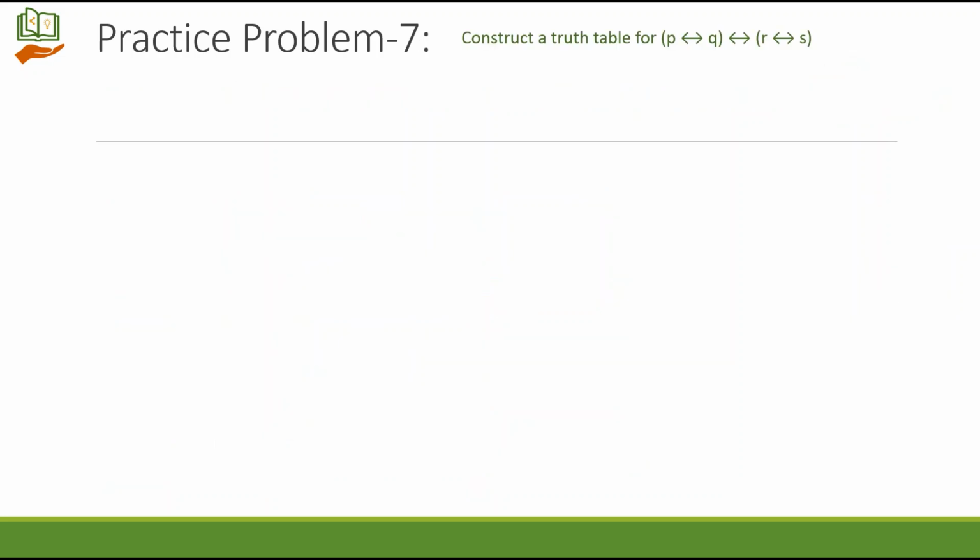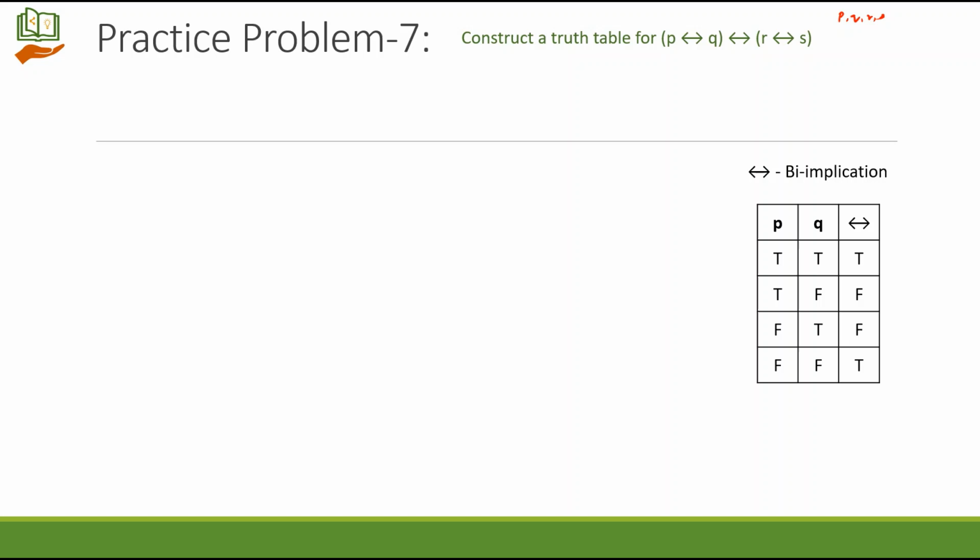Next problem. Construct a truth table for P implies Q, biimplied with R implies S, connected by implication again. Here you have 4 variables P, Q, R, S. For 3 variables you had 8 rows. Now since there are 4 variables, you will have 16 rows. It means the first 8 rows of P will be for the true value and the last 8 rows of P will be for the false value.